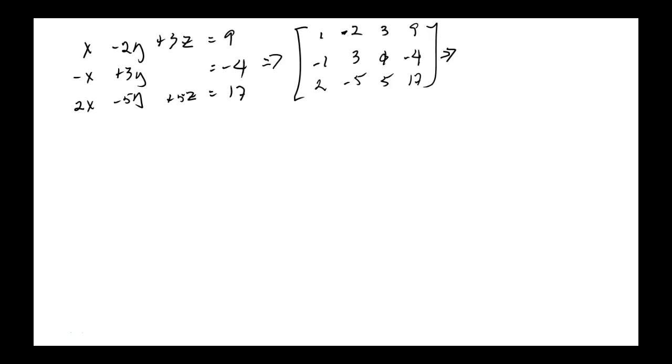Blink back on. What's the first thing you want to have in your matrix? Leading one in the first upper left corner, we got it. We don't have to do a single thing. What do we want to happen next?